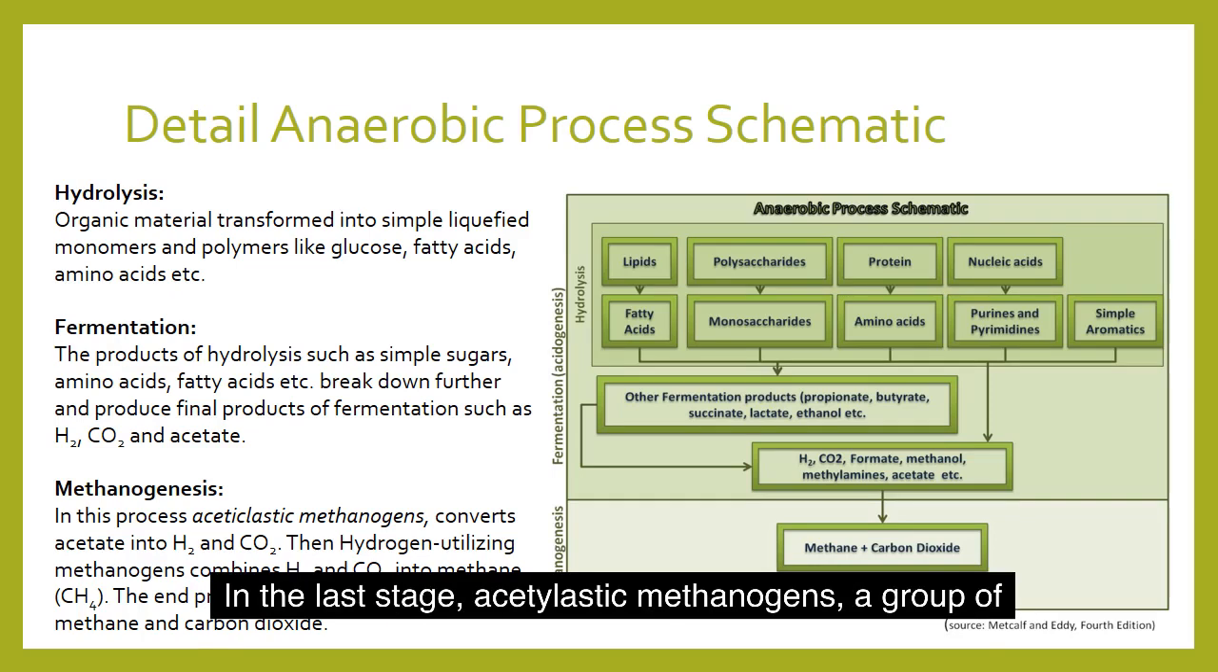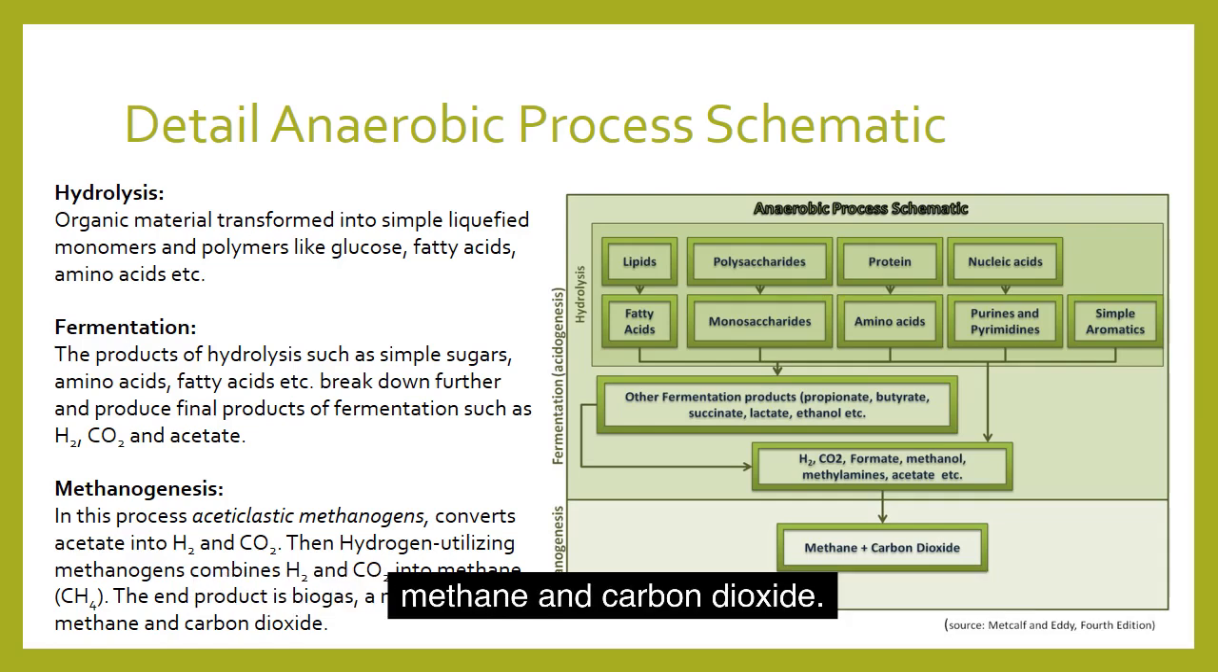In the last stage, acetoclastic methanogens, a group of bacteria, convert acid into hydrogen and carbon dioxide. Then hydrogen-utilizing methanogens, another group of bacteria, combine hydrogen and carbon dioxide into methane. The end product is biogas, that is a mixture of methane and carbon dioxide.